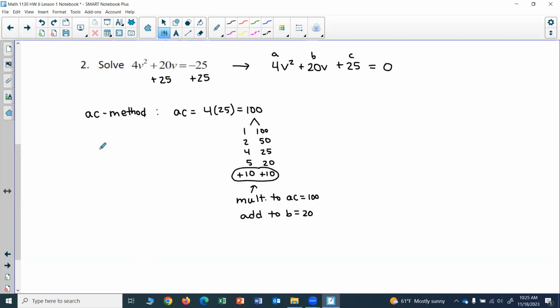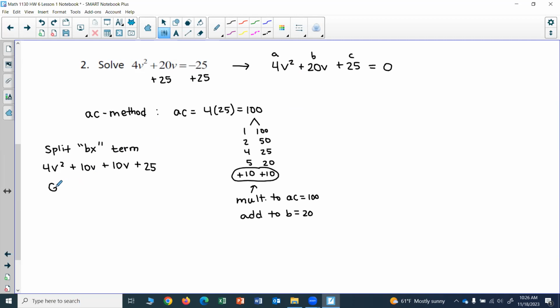All right, so in the AC method, once I get those factors, I split the BX term, and so I will have 4v squared plus 10v plus 10v plus 25. And I'm just factoring here, so I'm not going to put the equal 0 at this point. I'll come back up here at the end and make it an equation.